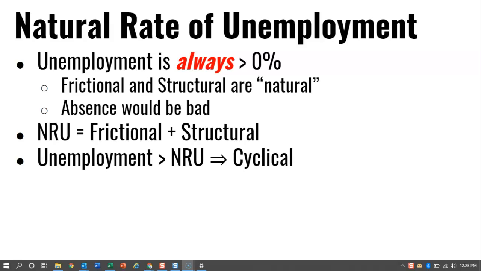We call the natural rate of unemployment the unemployment rate that is attributed to the frictional unemployment and structural unemployment. Any deviation from that number is caused by cyclical unemployment. It's caused by changes in the economy's growth or shrinking. And so any deviation from the natural rate is attributed to the cyclical unemployment rate.